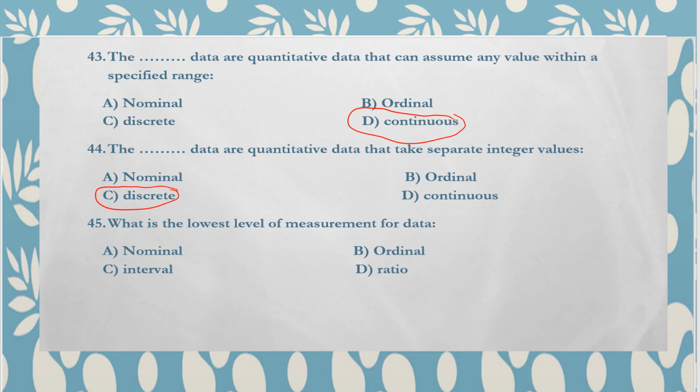What is the lowest level of measurement for data? As we just mentioned, the scale of measurement has 4 levels of measurement. The lowest one is the nominal level of measurement, and the highest one is the ratio level of measurement. So the lowest level of measurement for the data is the nominal level, and the right answer is A.